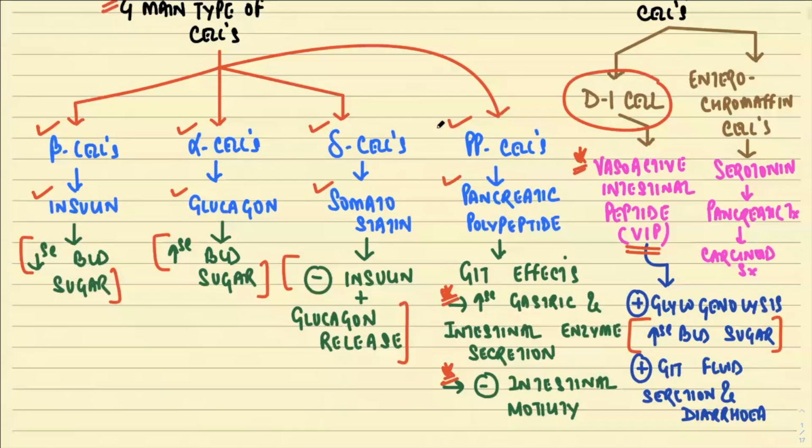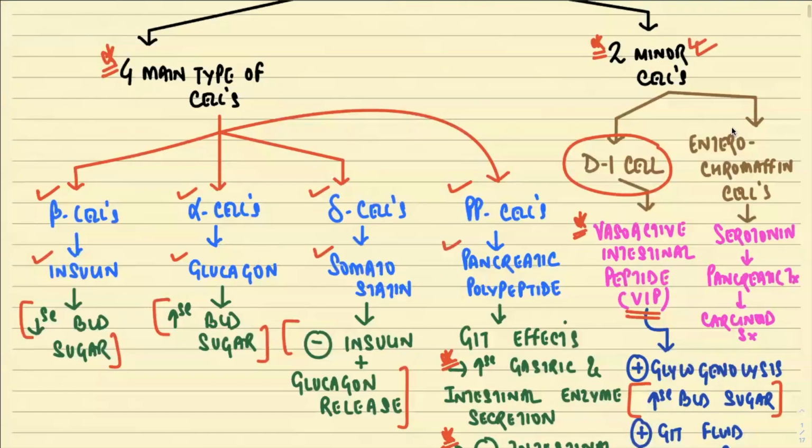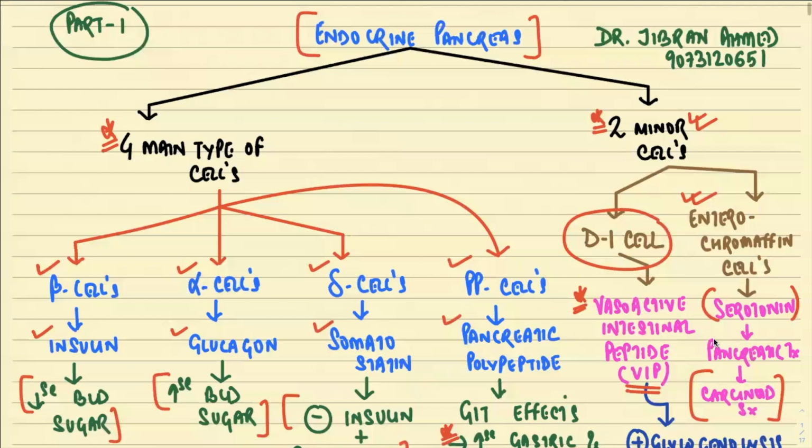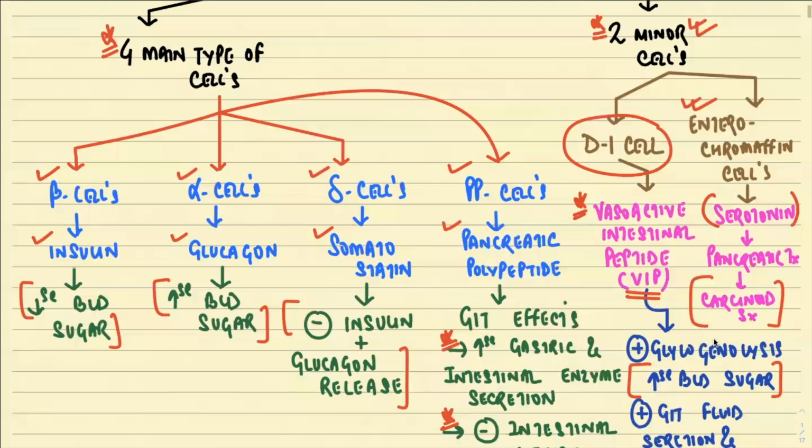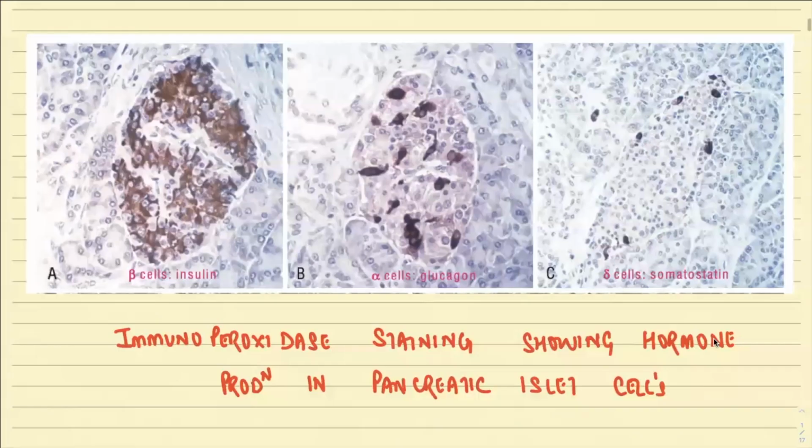Now, the second minor cell that we see here is the enterochromaffin cell, whose function is to secrete serotonin. Any kind of pancreatic tumor involving these cells, the enterochromaffin cells, leads to the secretion and effects of serotonin and leads to what is classically called carcinoid syndrome. So with this, I hope you have understood all the basic aspects of the different kinds of cells that we see in the endocrine pancreas. This is the diagram for the same. There is a classical immunoperoxidase staining showing the hormone production in the pancreatic islet cells.